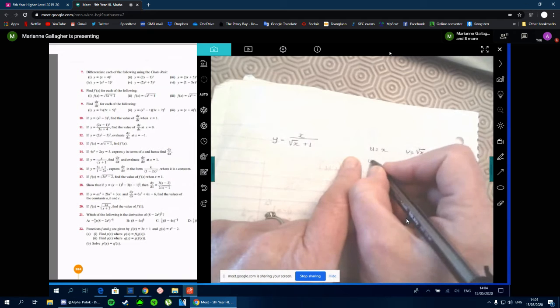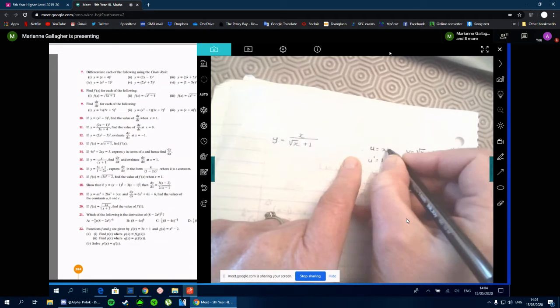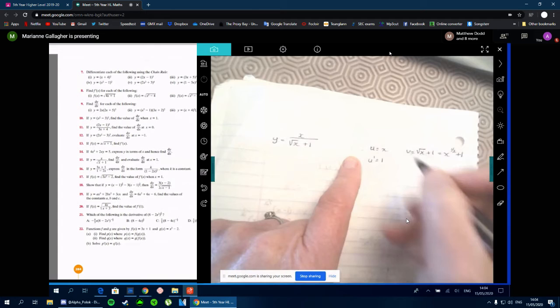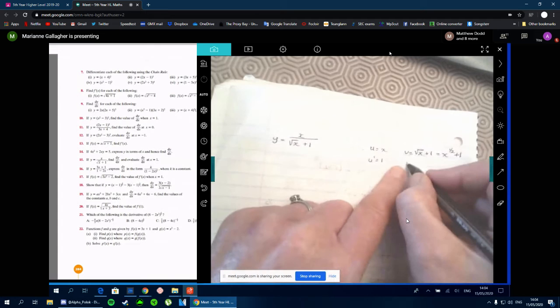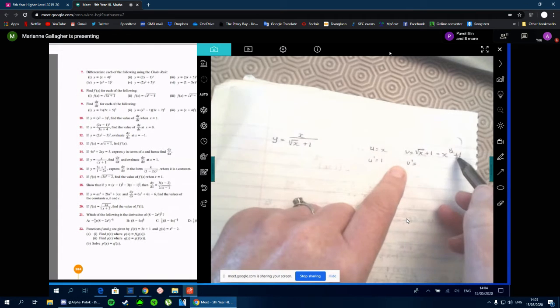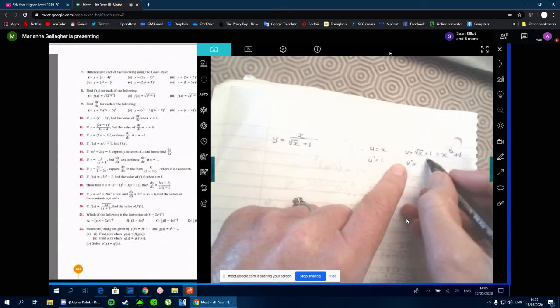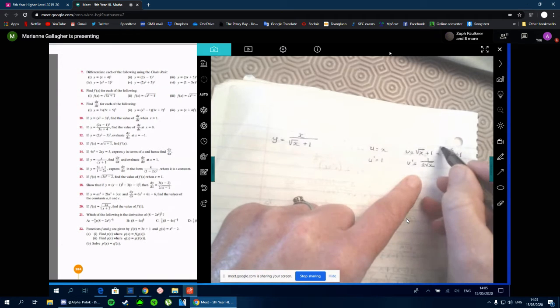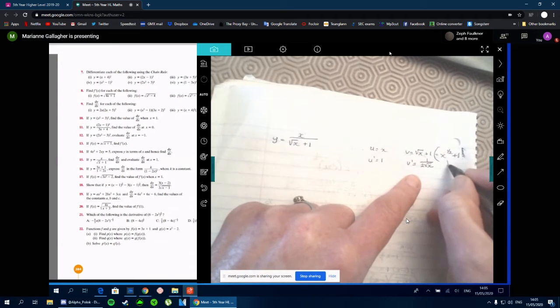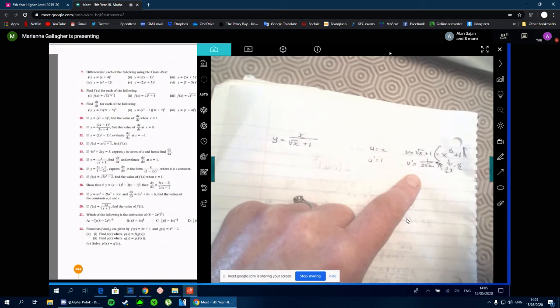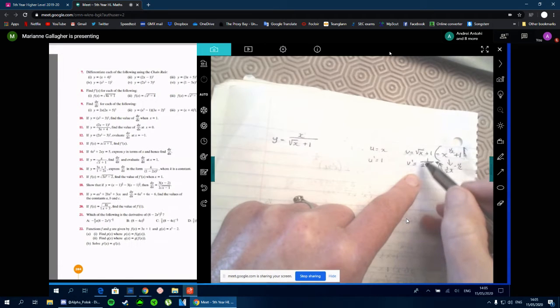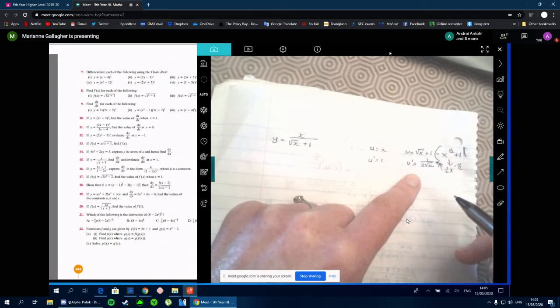u prime is equal to 1 because I bring down the 1 and I have 1 times x to the power of 0. v prime, the 1 will disappear, and that's going to be 1 over 2 times x to the minus 1 over 2, which is 1 over 2 root x. As I say, we can skip this bit now, but if you do want to do it that way, it's a half times x to the minus a half, and then that becomes that. You should by now be able to go straight from here to here.